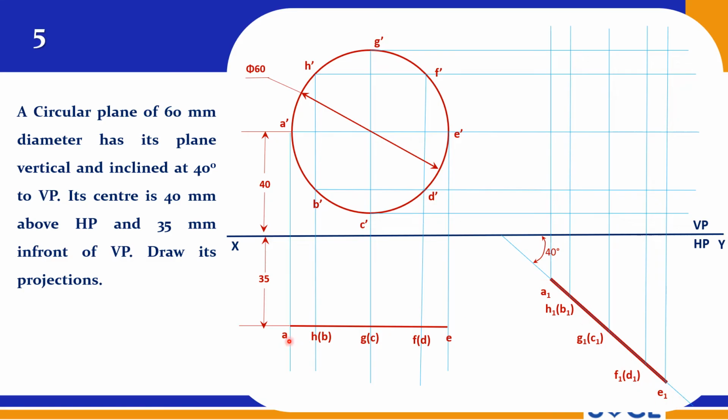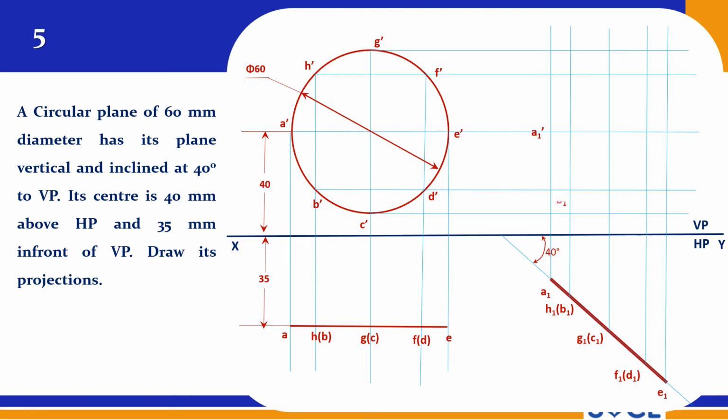Now you measure A to H, so this distance, and you mark all the points, right? You can measure from the simple top view and mark here. So it is obviously 60 mm, the diameter is 60 mm. So a 60 mm line can be drawn here, but the distance should be taken care of. So this is 35 mm here also, right?